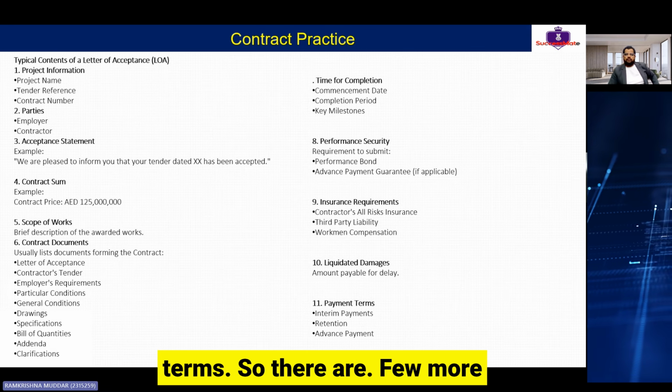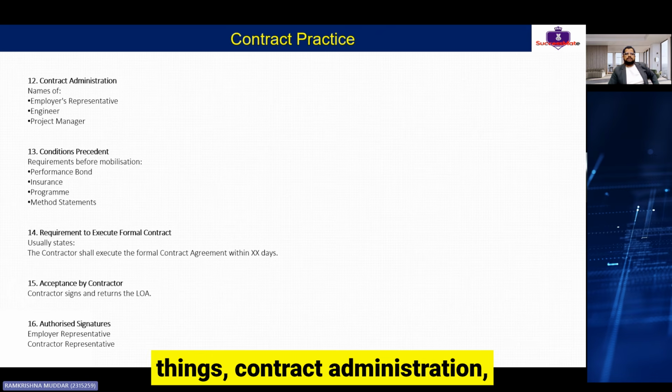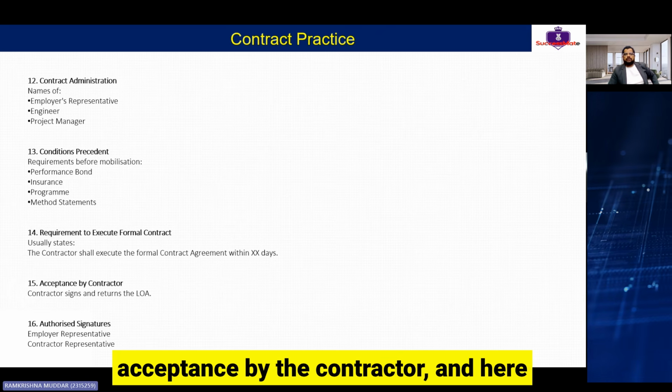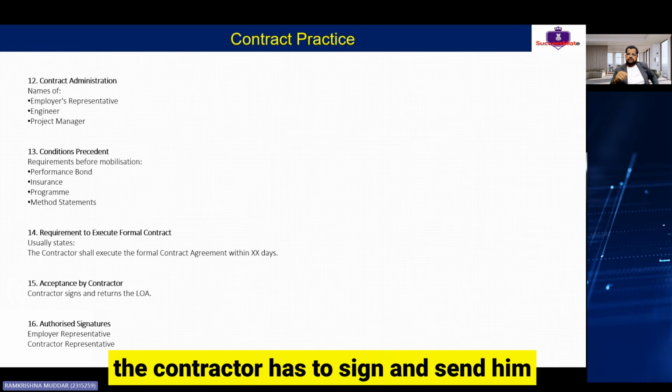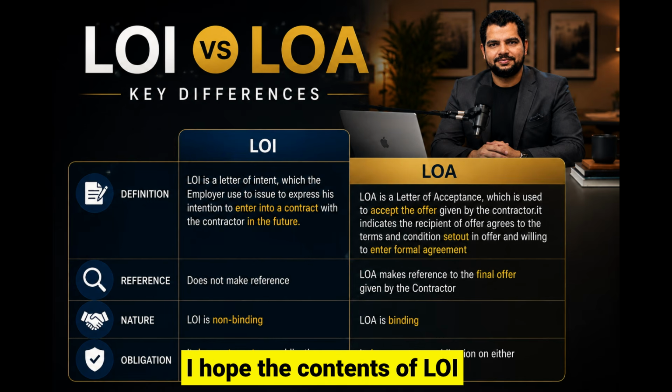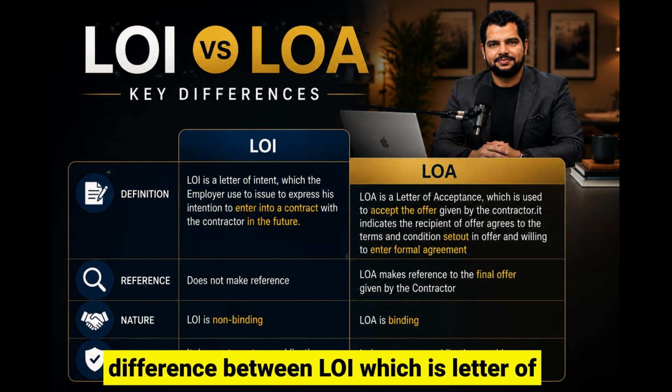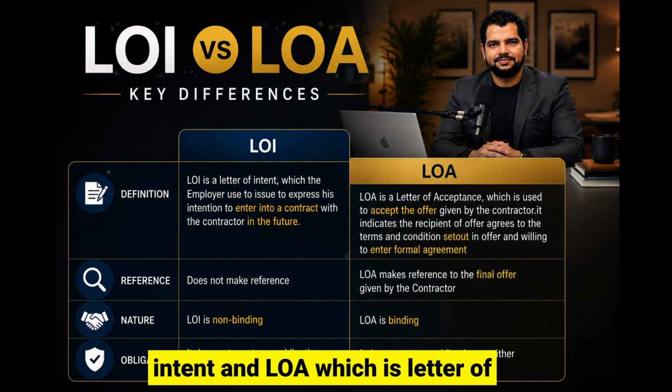So there are a few more things: contract administration, conditions precedent, requirements, and acceptance by the contractor, where the contractor has to sign and send it back. I hope the contents of LOI and LOA are clear. So here is the difference between LOI, which is letter of intent, and LOA, which is letter of acceptance.